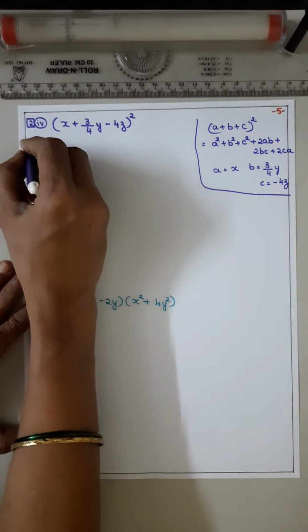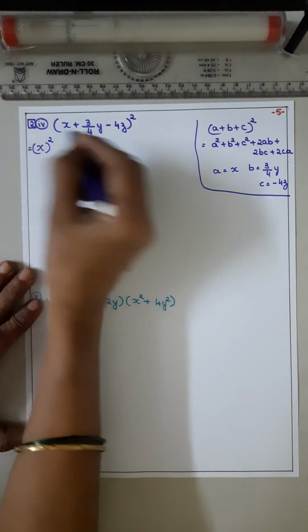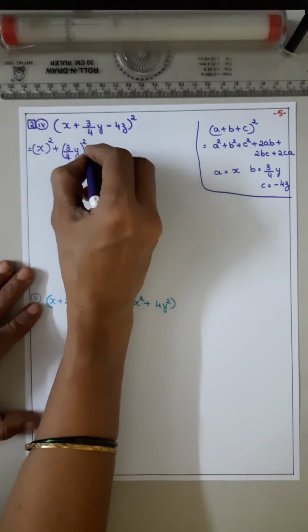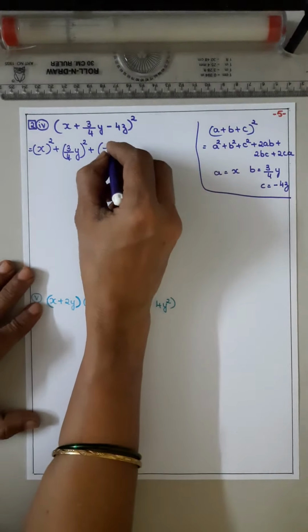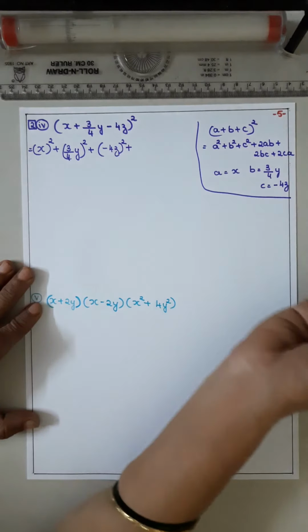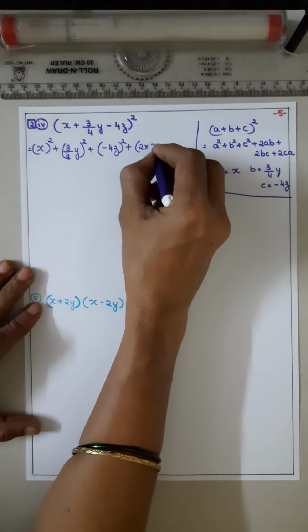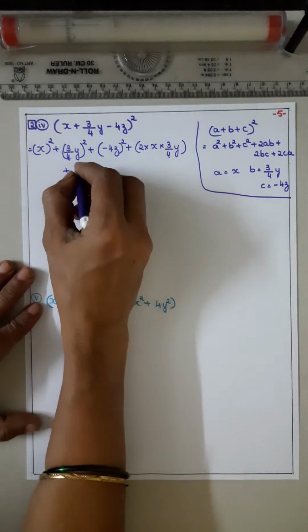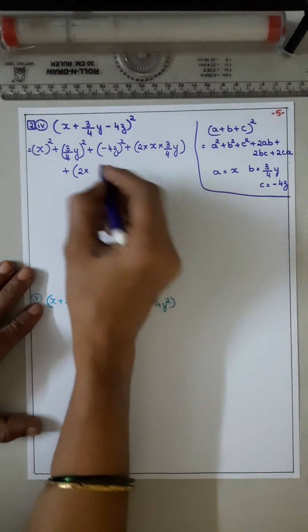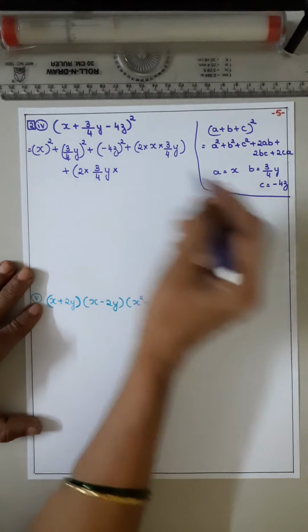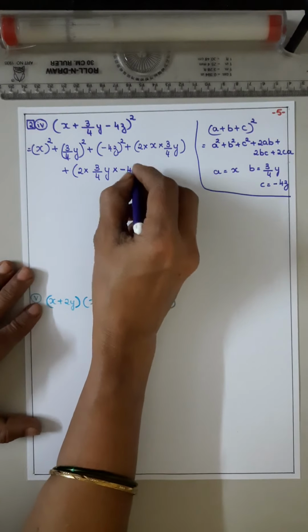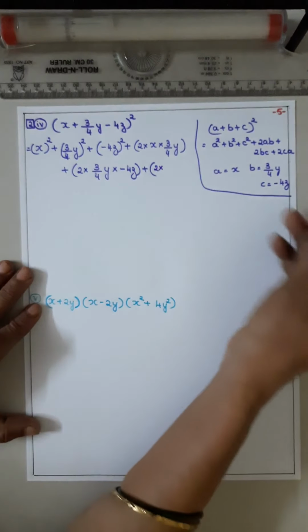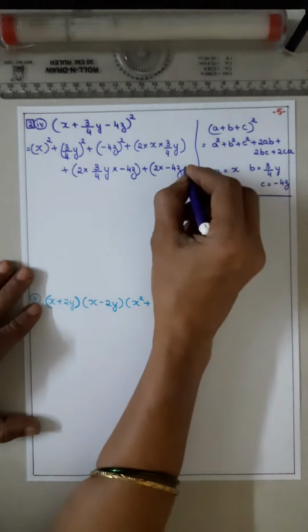Okay, now start writing. X the whole square, a squared, b squared 3 by 4 y the whole square plus c squared is minus 4z the whole square plus 2ab, 2 into x into 3 by 4 y plus 2bc, 2 into b is 3 by 4 y into c is minus 4z plus 2ca, 2 into c is minus 4z into a.